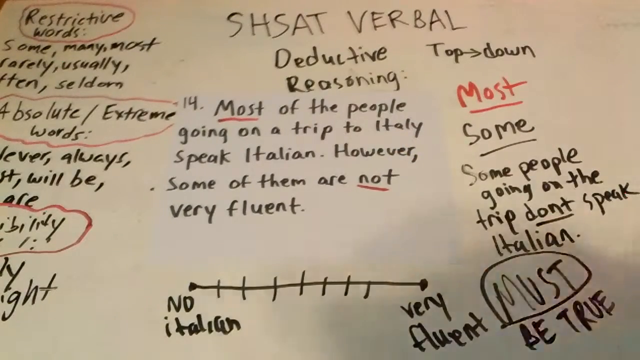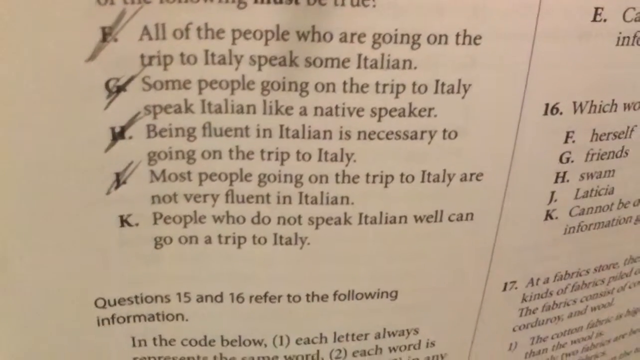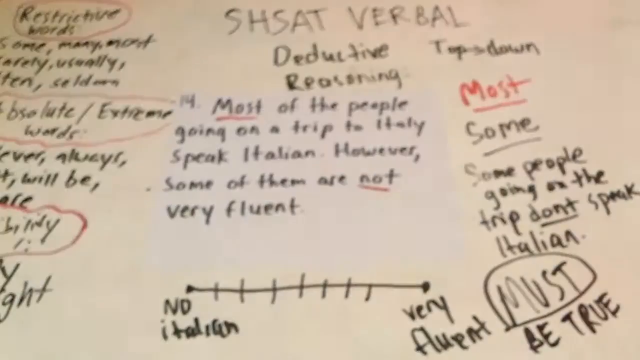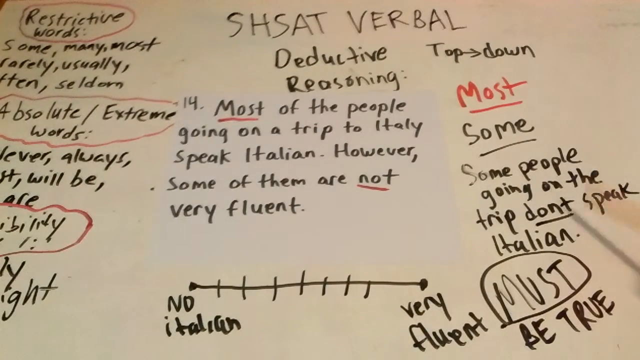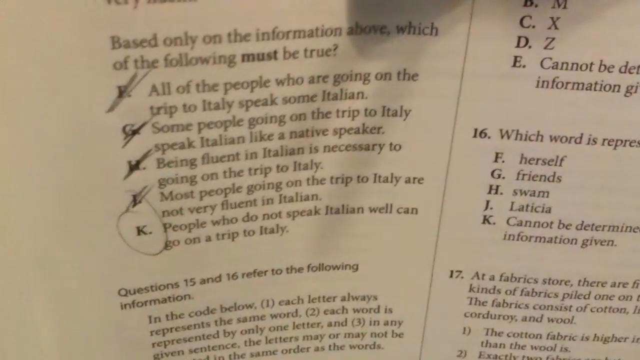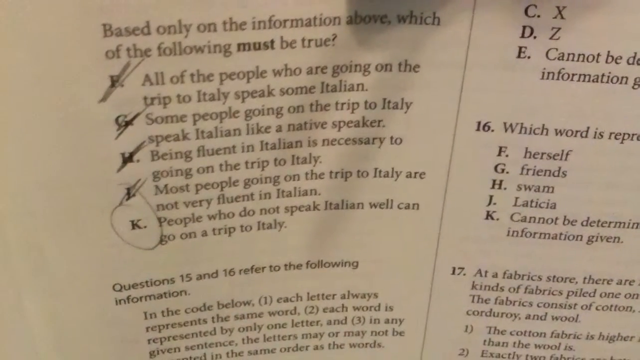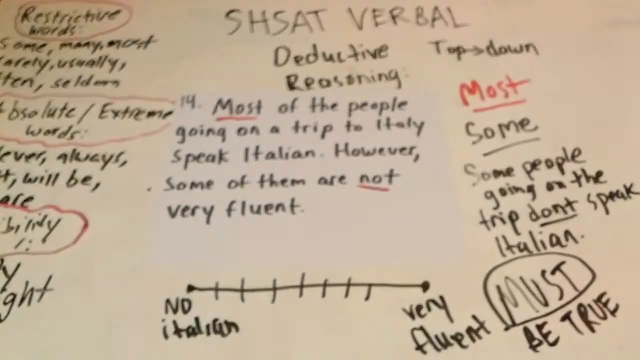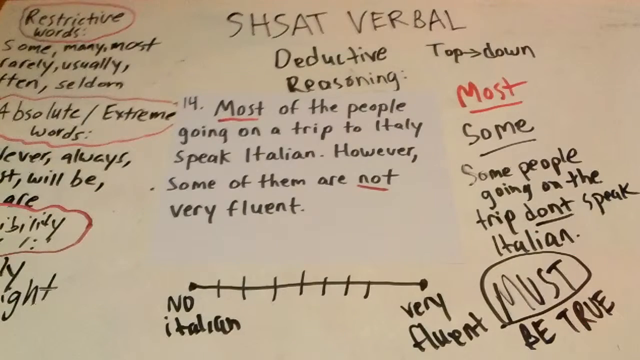So look, we crossed out that one, and it leaves us with the answer that people who do not speak Italian well can go on a trip to Italy. Of course that's true, because some of the people going on the trip don't even speak Italian at all. So we got our answer. Our answer is K. Pause the video so you can look at the answers at the same time, alright? It's K. K is the answer, because people who do not speak Italian well can go on a trip to Italy. In fact, they can, because some of the people going on the trip don't even speak Italian at all.